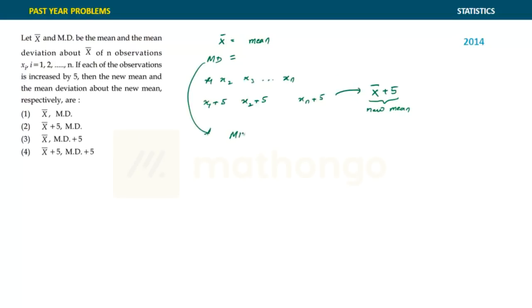So the MD, that is mean deviation about mean, new will be equal to MD old. That's not a problem. That's it. So option 2 is correct. These kinds of questions are generally asked in different examinations, so you have to be very clear with that table that we just talked about.